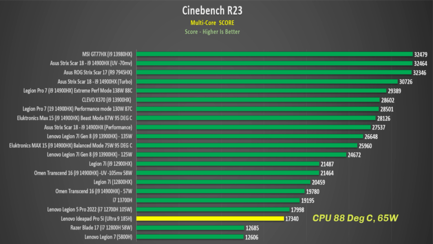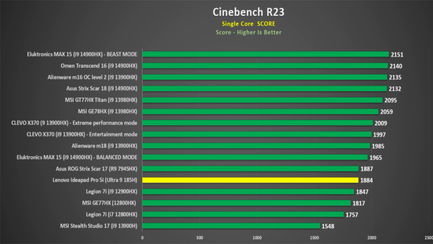At Cinebench R23 multi-core score, 17,340. And like I said, that Ryzen chip, the 8845HS, I think gets around about 16,600 points. So it's not that far behind, really, this one. And as you can see, it's pretty much on par with the i7-12700H. And the single core performance on Cinebench R23, 1,884 points, which is good. Pretty much bang on par with the Ryzen 9 7945HX.